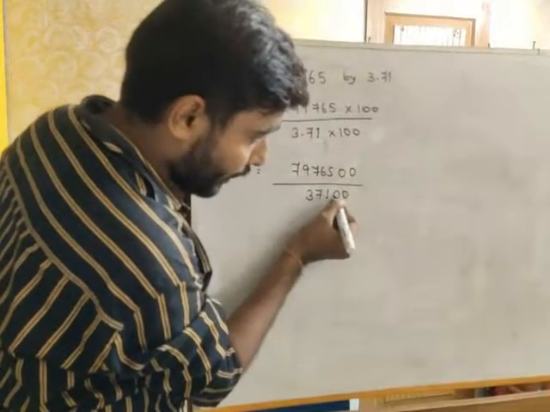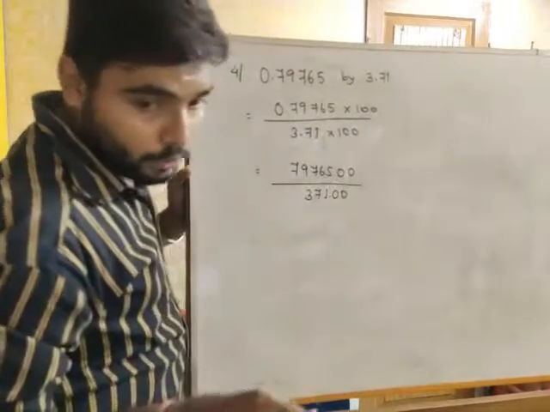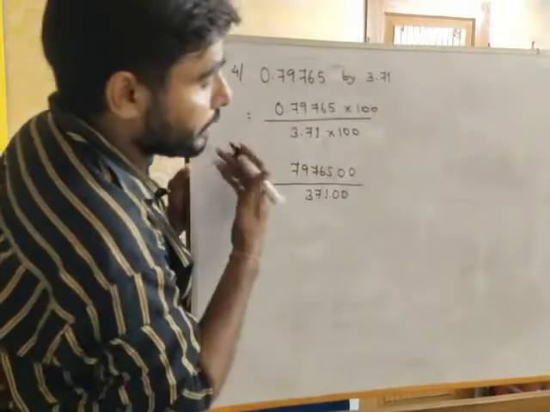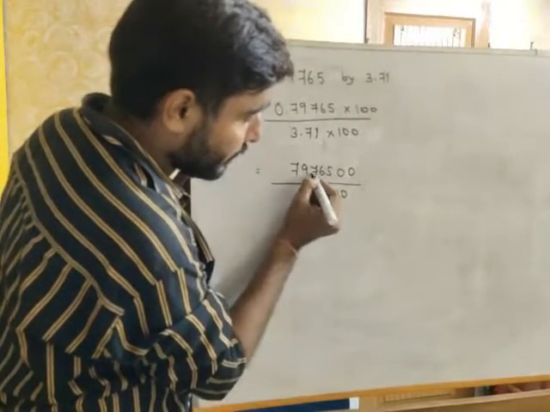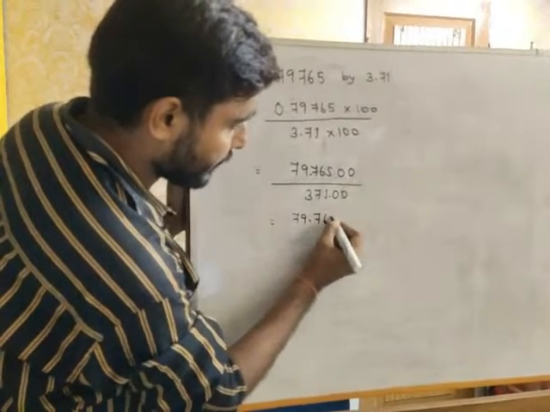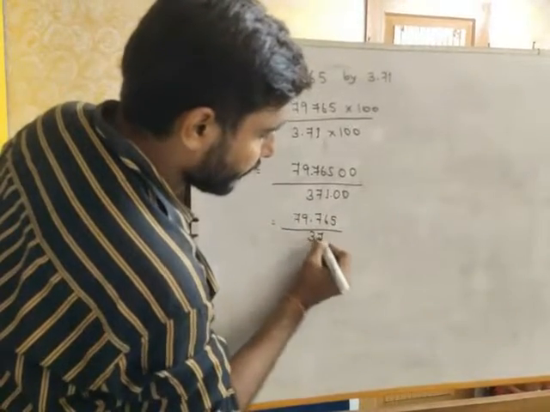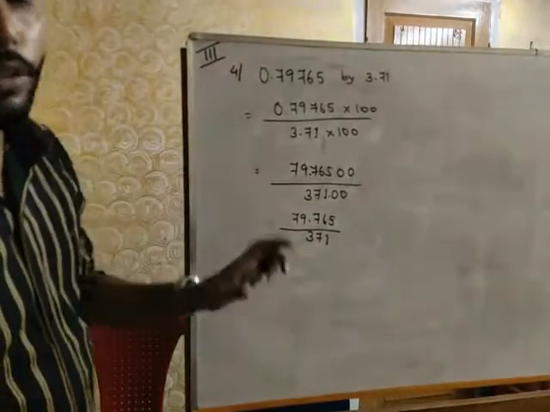So from the end, 1 2 3 4 5. You can count it properly, I know. So now 5 decimal places, 1 2 3 4 5. So decimal is here. It is 79.765 divided by 371. After the decimal at the last, there is no value of 0, so I have not written.